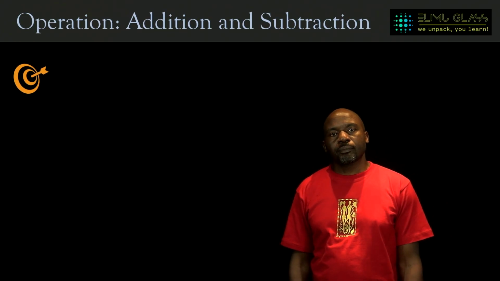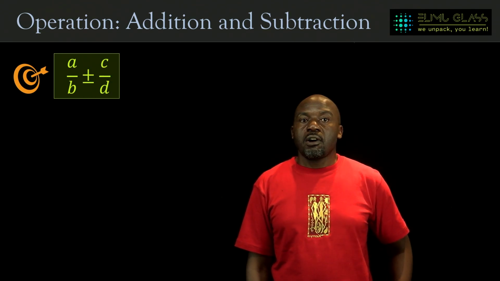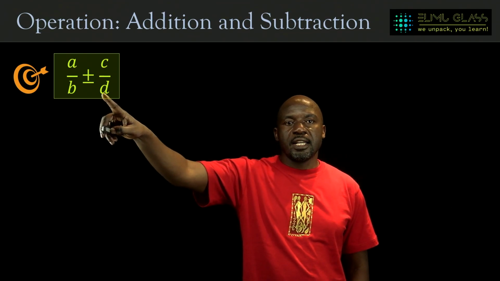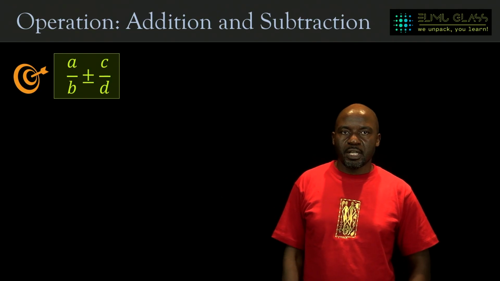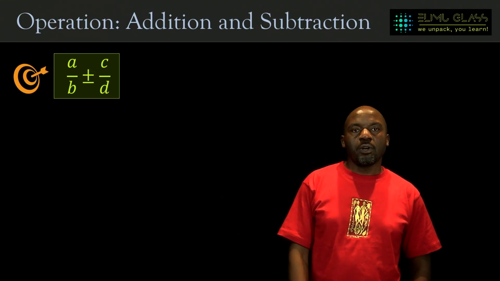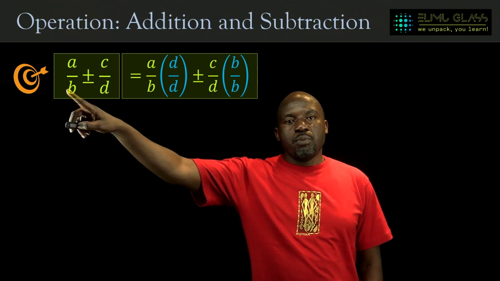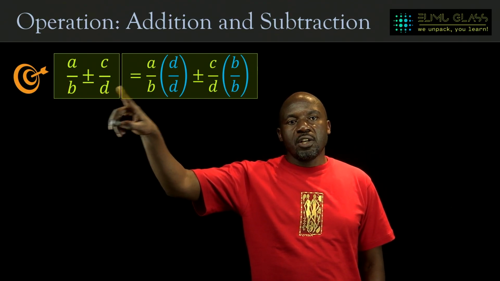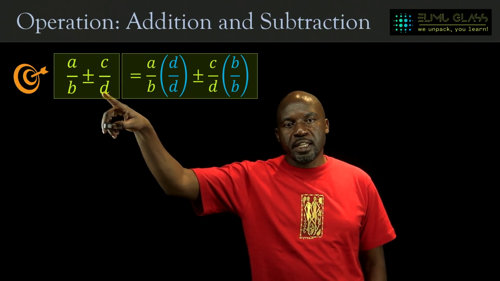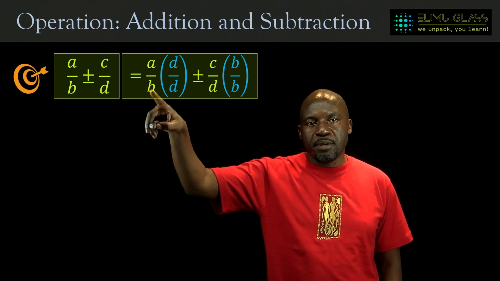So here we go. A over B plus or minus C over D. Now you can see the denominators are B and D. These are not like fractions. So what we need to do is to ensure that the fractions are like, and this is how we go about it. Because this is B, we want to involve a D there, so we multiply by D over D. So we take A over B, multiply by D over D, and take C over D and multiply by B over B, like that.